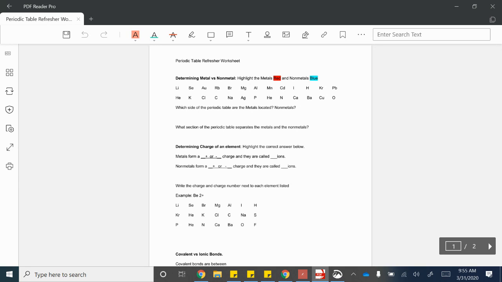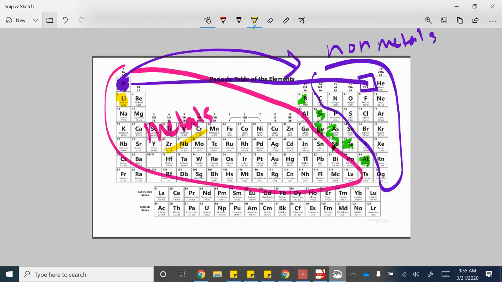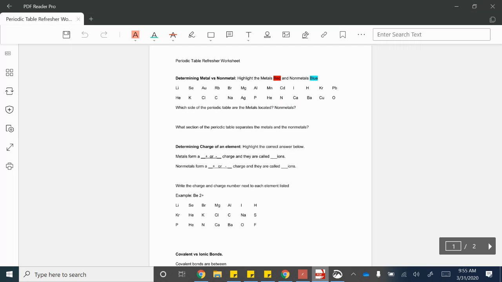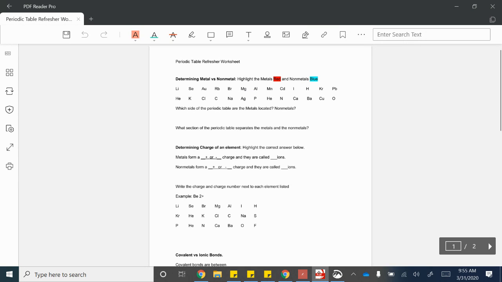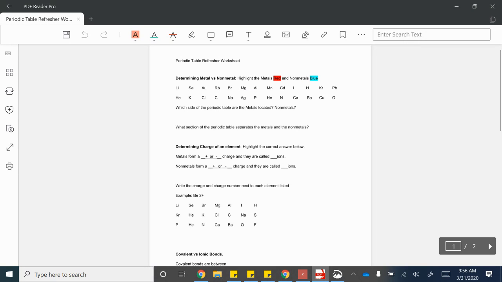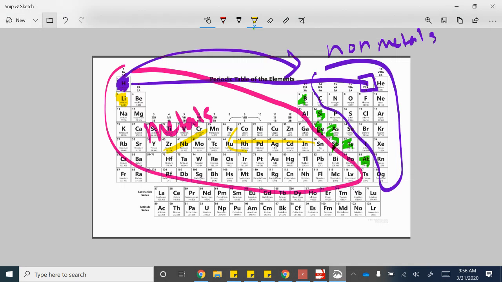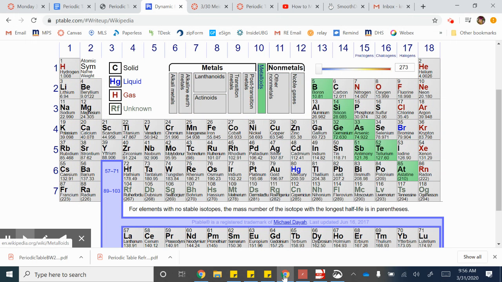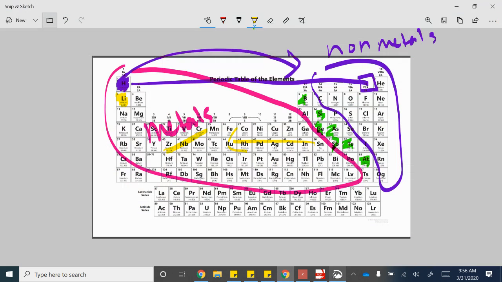The question underneath it asks, which side of the periodic table are metals located? Well, we just said that. The metals are located on the left side of the periodic table, where the nonmetals are located on the right side of the periodic table. Next question. So I guess, can I edit this one? No, okay. What section of the periodic table separates the metals and the nonmetals? Well, I just said that. It's our green ones highlighted here. So those are the metalloids. The metalloids, and we had that in here, that's how you spell it. The metalloids separate our metals and our nonmetals.